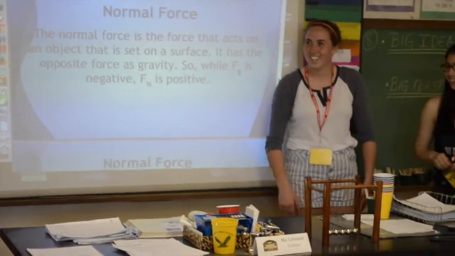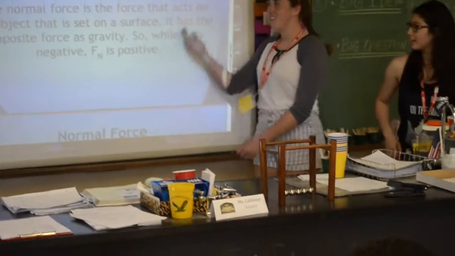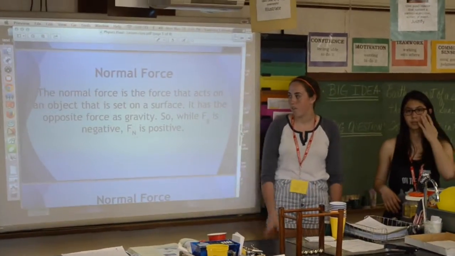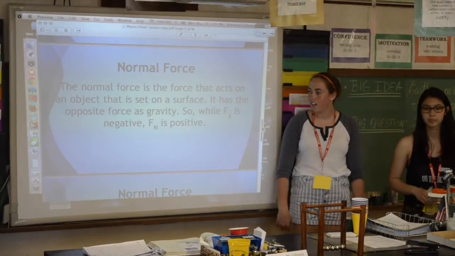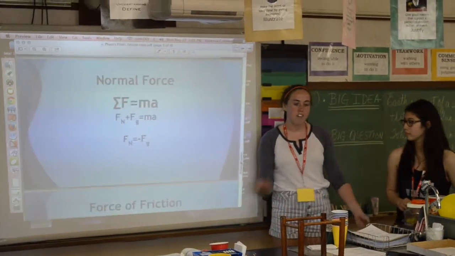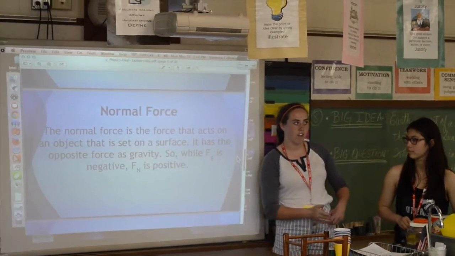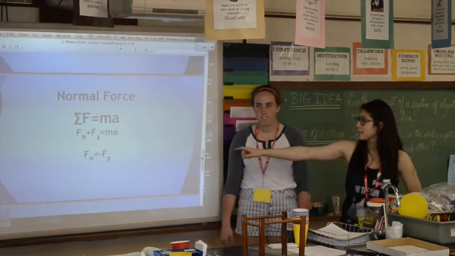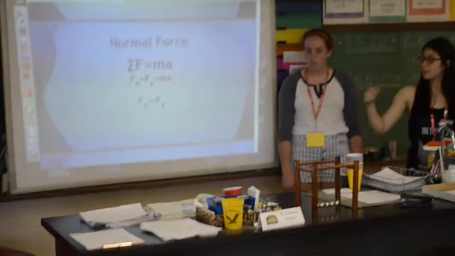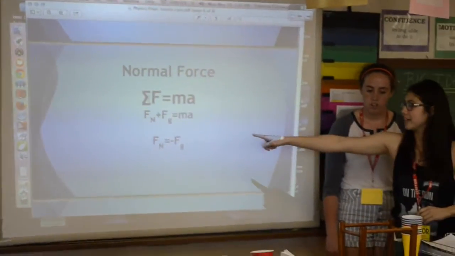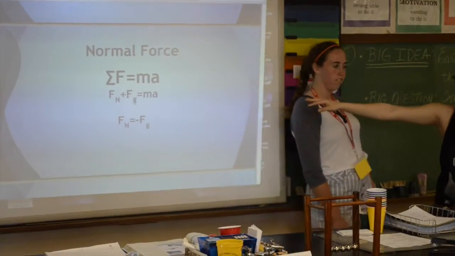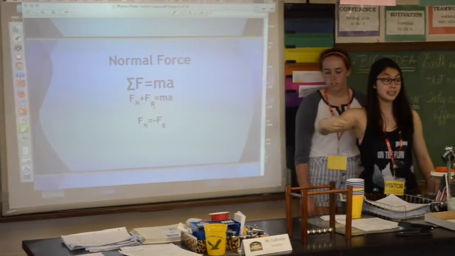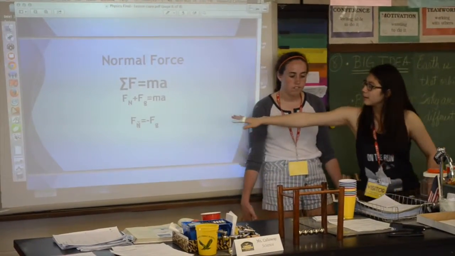And the normal force is the force that acts on an object that's set on a surface, and that's the opposite force of gravity. So it's always going to be the opposite, and they're equal to each other. This is because the sum of forces, normal force plus the force of gravity, is mass times acceleration. But if the acceleration is zero and you're going at a constant speed, which is what we're doing in our lab, then they'll just be opposite.